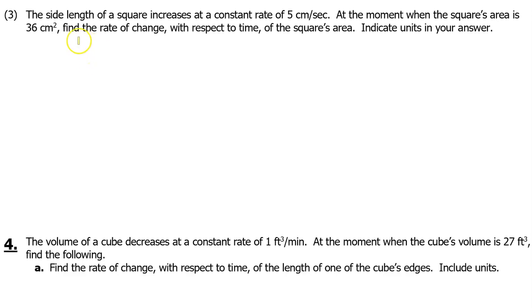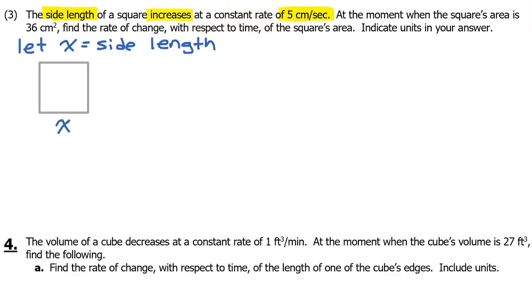Let's start by listing out any facts that we are given. So the side length increases at a constant rate of 5 centimeters per second. They didn't give me any variables, so I'm going to define one. Let x equal the side length of the square. So this side length increases at a constant rate of 5 centimeters per second. That means that dx dt is going to equal 5 centimeters per second.